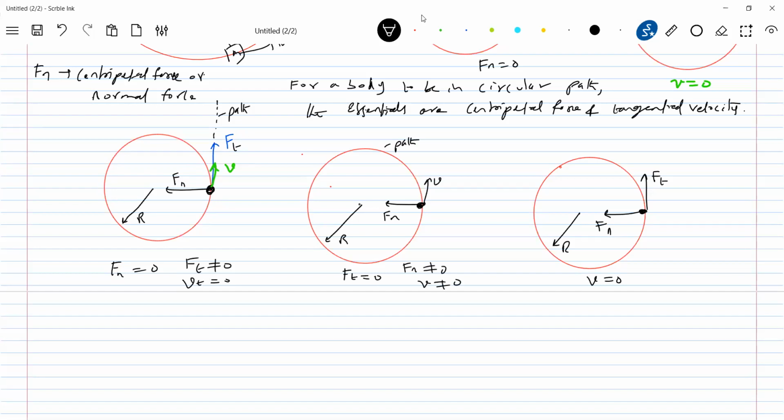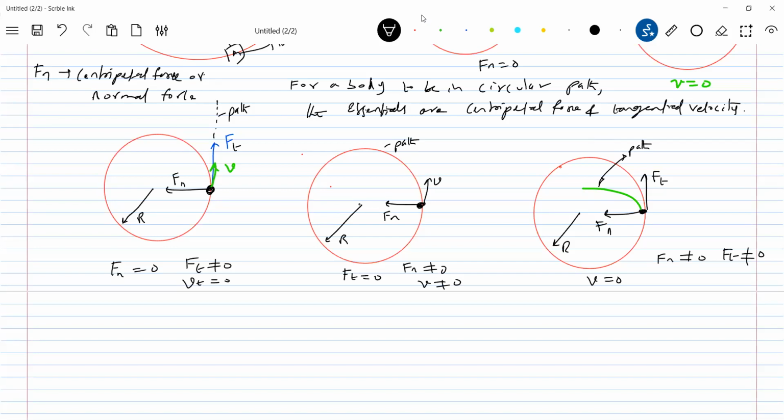So for a particle to be in a circular path, how can the path be somewhere like this? It will be a straight line or some other thing, parabolic, anything. So I'll just put it like this. This should be the path. So tell me, what are the essentials for this one? Once again, is tangential force necessary for an object to be in a circular path? You can see here, need not be. But what is necessary? There should be a centripetal force and tangential velocity. So tangential force is not necessary.